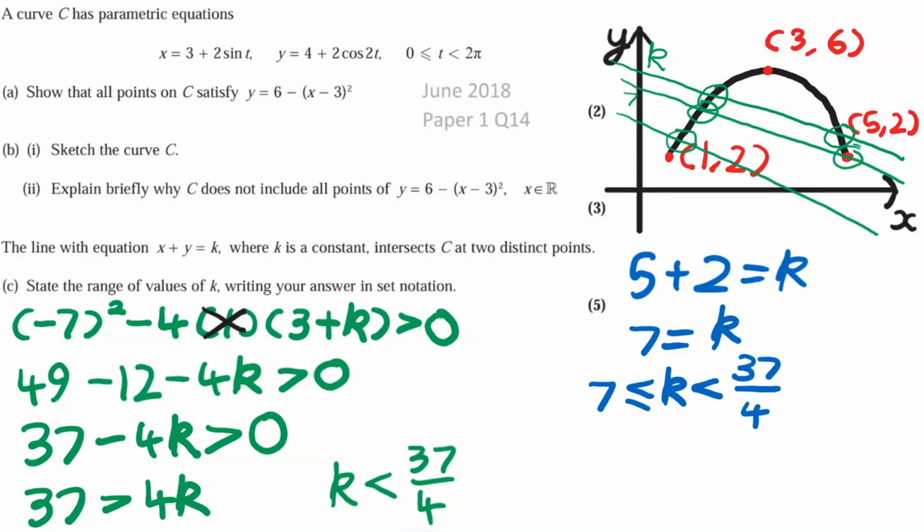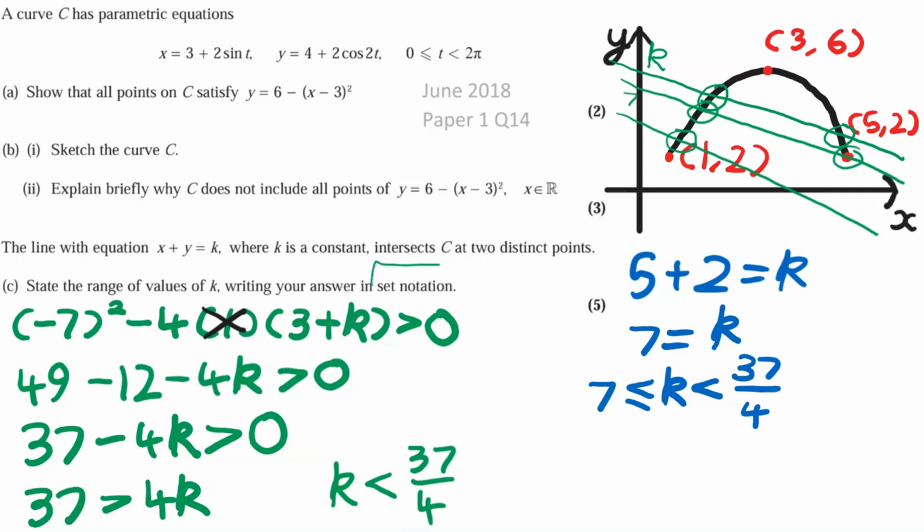It can also be equal to it, because then it will intersect this point here at 5, 2. So therefore this here is the answer. So k has to be bigger than or equal to 7, but smaller than 37 over 4.